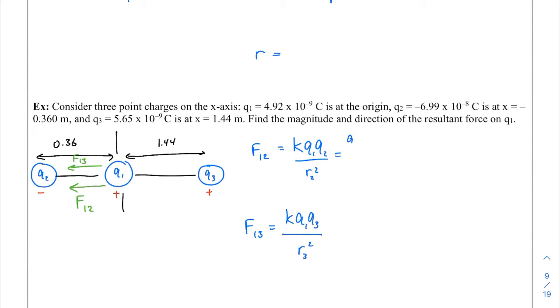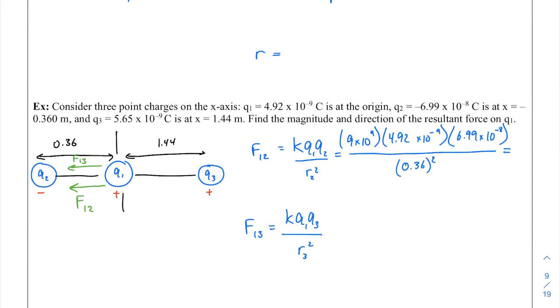In terms of plugging in, k is 9 times 10 to the 9. Q1 is 4.92 times 10 to the negative 9. Q2 is 6.99 times 10 to the negative 8. Notice, I did not put the negative there, okay? It is a negative charge, but I've taken into account that it's a negative charge in my drawing here and the fact that it's going to be an attraction. You do not put the positive, negative signs of the charges in the force equation. And then the distance between those is 2.36 squared. So you should be able to calculate what that is.